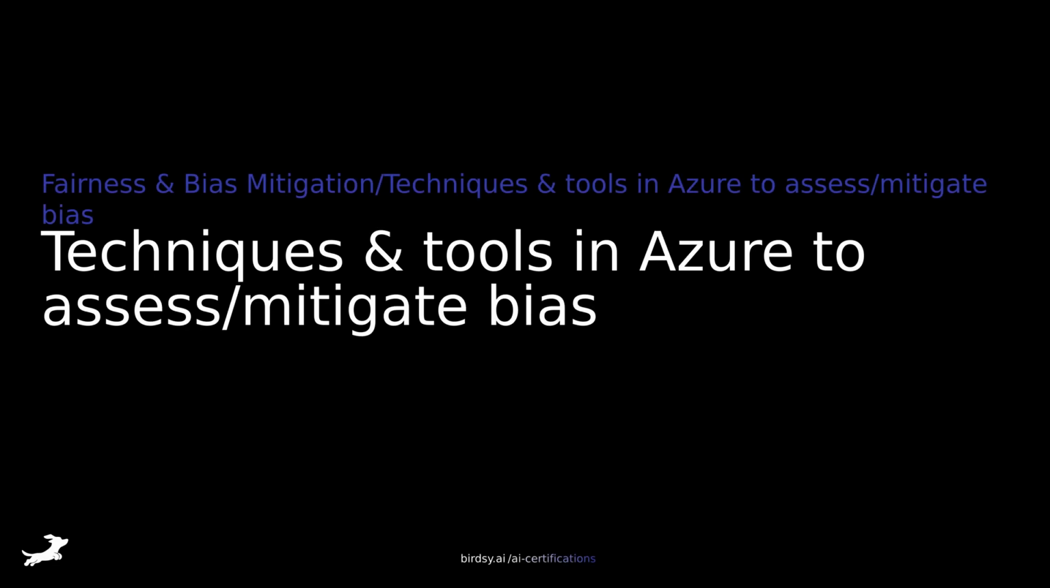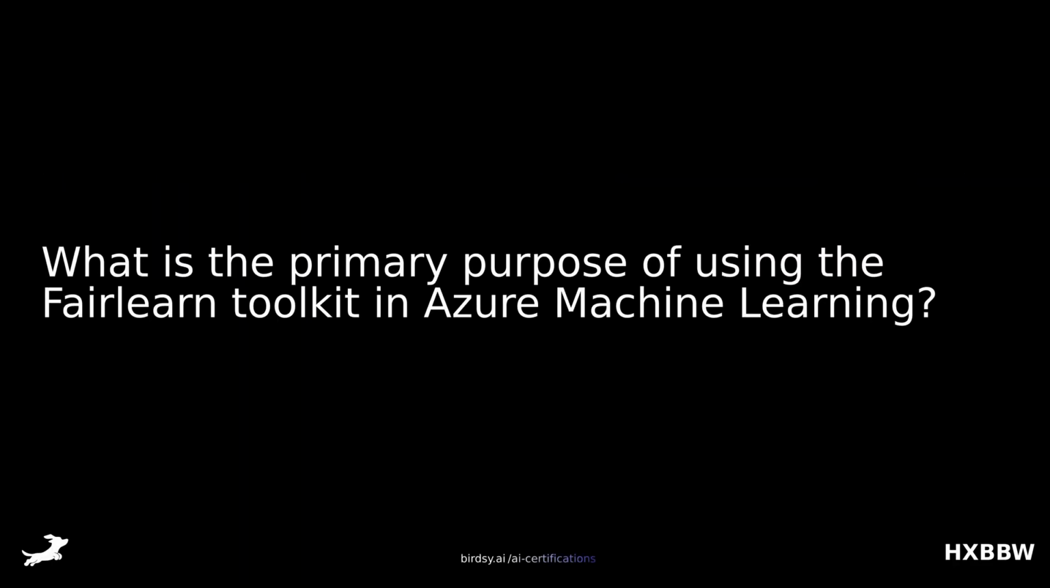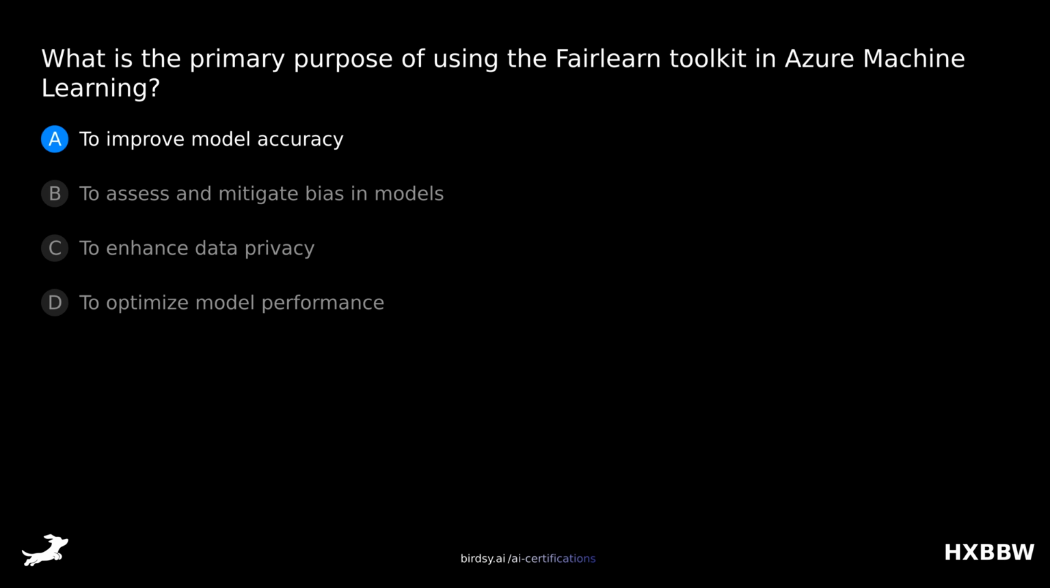Techniques and tools in Azure to assess and mitigate bias. What is the primary purpose of using the FairLearn toolkit in Azure Machine Learning? Is it A, to improve model accuracy, B, to assess and mitigate bias in models, C, to enhance data privacy, or D, to optimize model performance? The answer is B, to assess and mitigate bias in models.